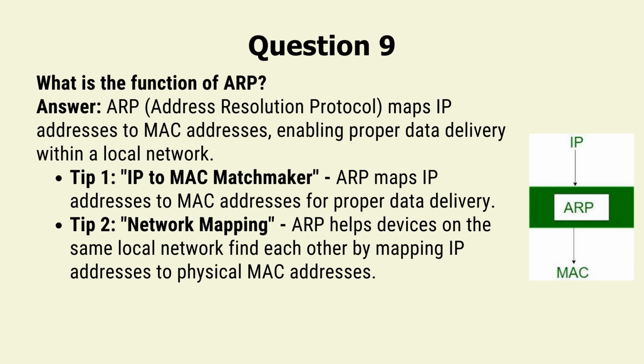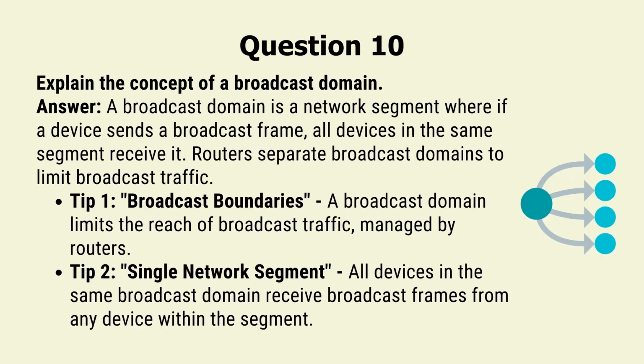What is the function of ARP? ARP, or Address Resolution Protocol, maps IP addresses to MAC addresses, enabling proper data delivery within a local network. ARP acts as an IP to MAC matchmaker for network mapping within your local network.